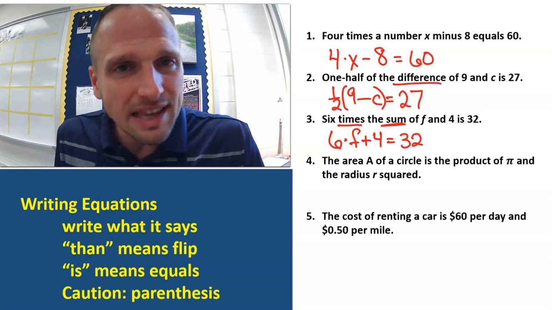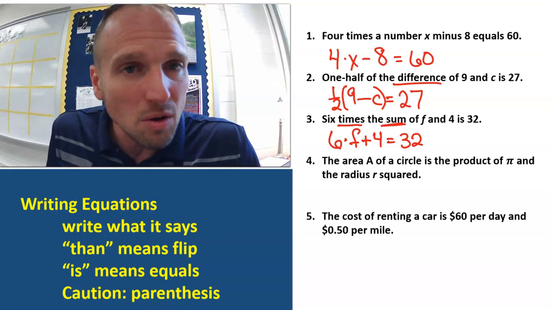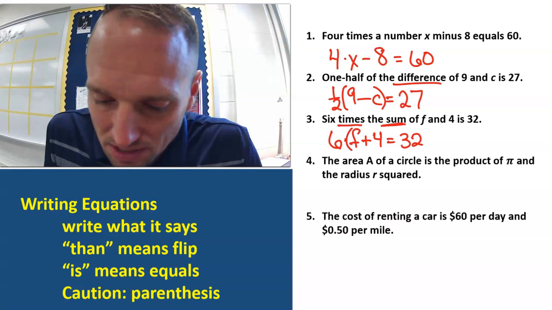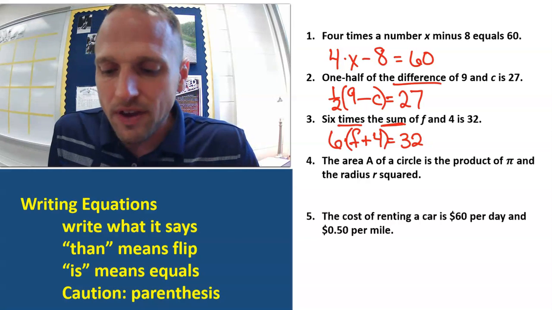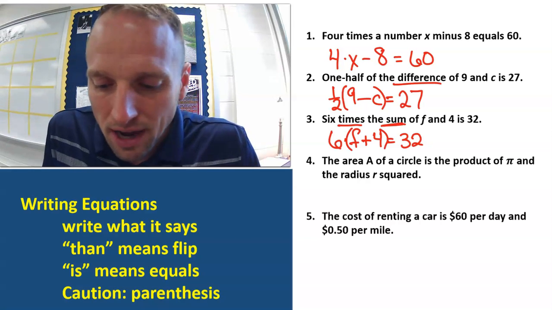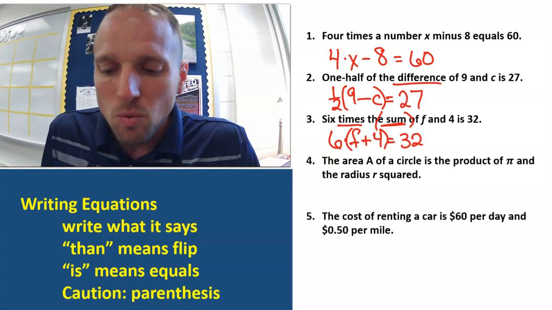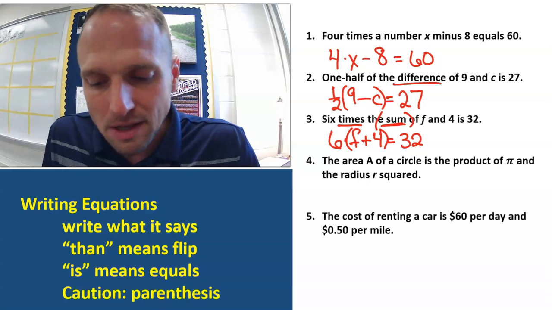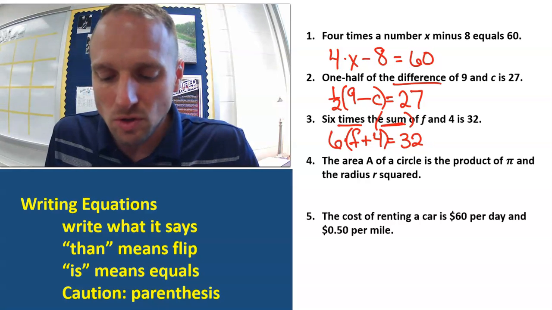If I just leave it exactly like it is, the only thing we're multiplying is the 6 times the f, but that's not what we want. We want 6 times the whole sum of f plus 4. So times the sum, we need parentheses around that sum. So 6 parenthesis f plus 4 equals 32.